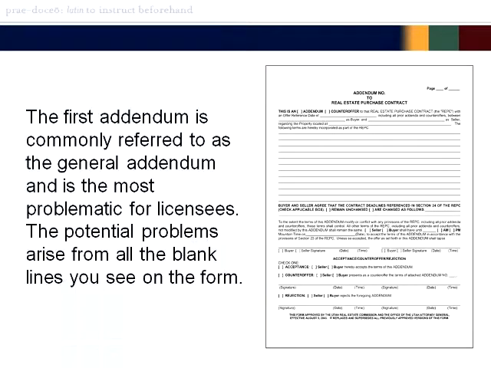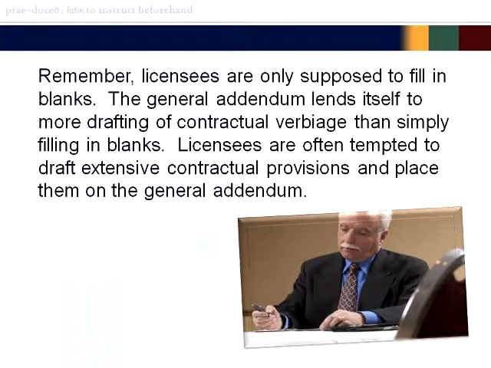The first addendum is commonly referred to as a general addendum and is the most problematic for licensees. The potential problems arise from all the blank lines you see on the form. Remember, licensees are only supposed to fill in blanks. The general addendum lends itself to more drafting of contractual verbiage than simply filling in blanks.